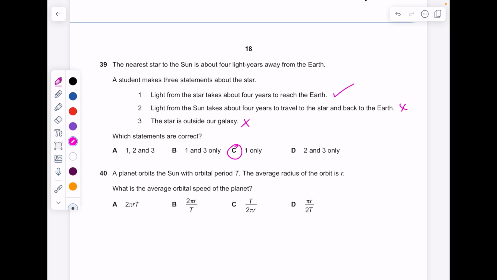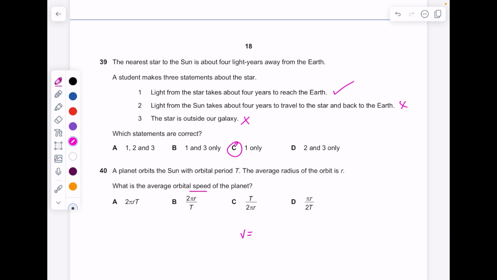A planet orbits the sun with an orbital period T. The average radius of the orbit is r. What is the average orbital speed? Orbital speed is given by 2πr over T. Have to learn that. So the answer here is B.